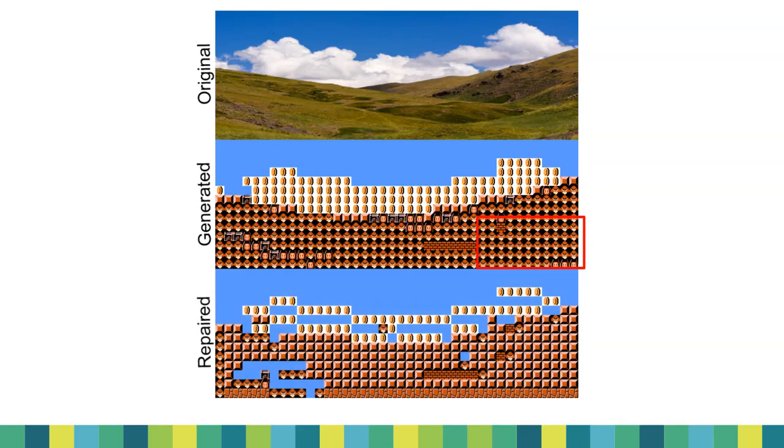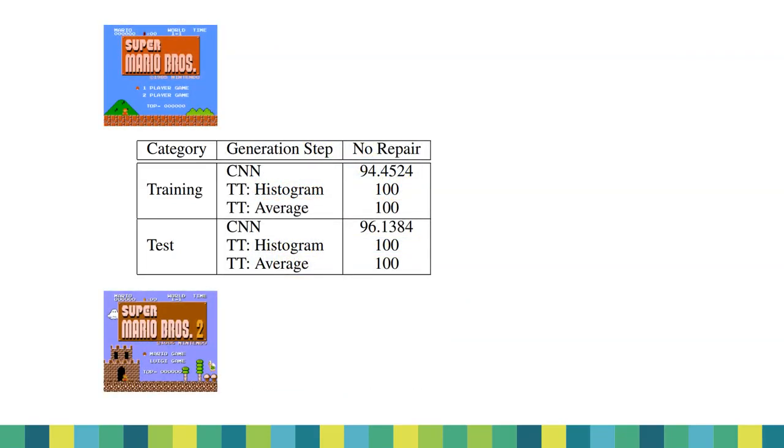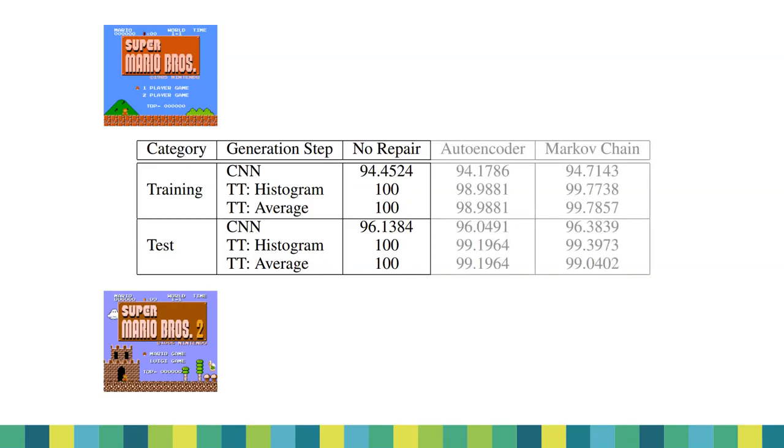Qualitatively, we saw a number of improvements to our repaired levels compared to the non-repaired ones. Quantitatively, we took screenshots from the original Super Mario Bros. levels as our training set, and the Lost Levels, also known as Super Mario Bros. 2 in Japan, as our test set. The generation step approaches were both fairly accurate at being able to reproduce levels from the screenshots. The repair step approaches further modified the generated levels to be more Super Mario Bros.-like.